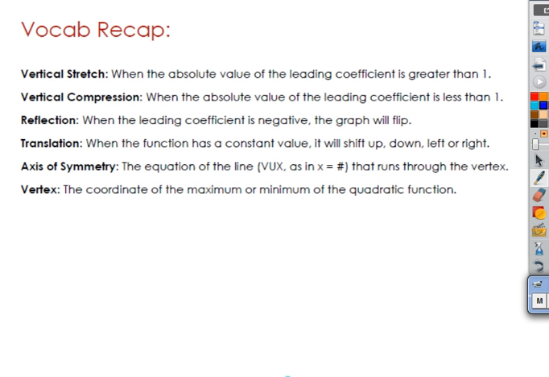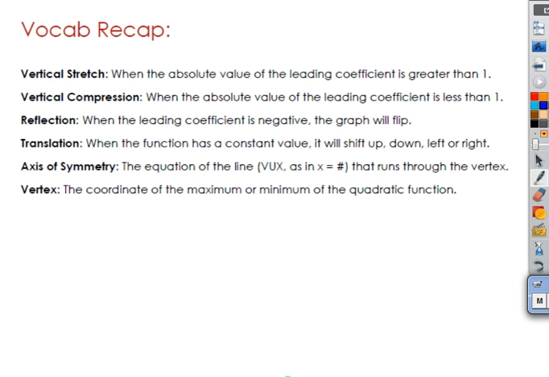Here's our word recap. We have learned about vertical stretch when the absolute value of the leading coefficient is greater than 1. Vertical compression when the absolute value of the leading coefficient is less than 1. A reflection when the leading coefficient is negative, the graph will flip, it will open down. Translation is when the function has a constant value, it will shift up, down, left or right. And axis of symmetry, the equation of the line, which is going to be x is equal to something, which runs through the vertex.